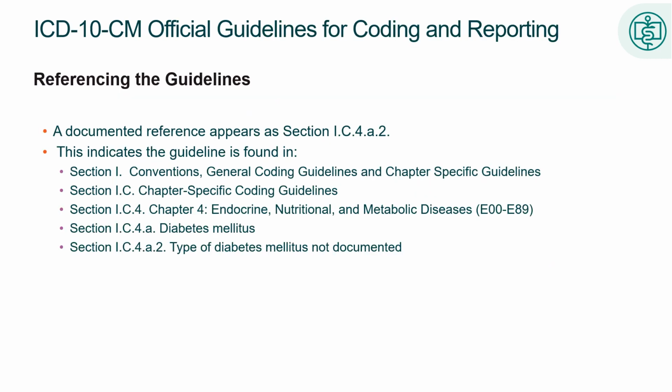Section 1C lists the chapter-specific guidelines, and this is one of the most important sections in your book. It is important to understand how to find the reference guideline and how to interpret the guideline for correct reporting or sequencing. In this slide, it is a reference on how to find Section 1C 4A2.